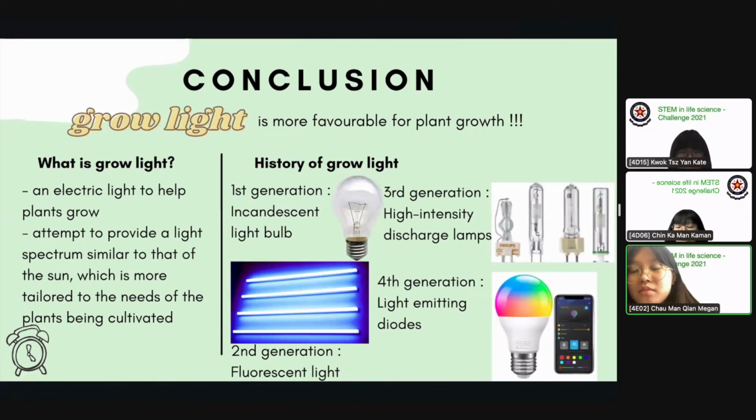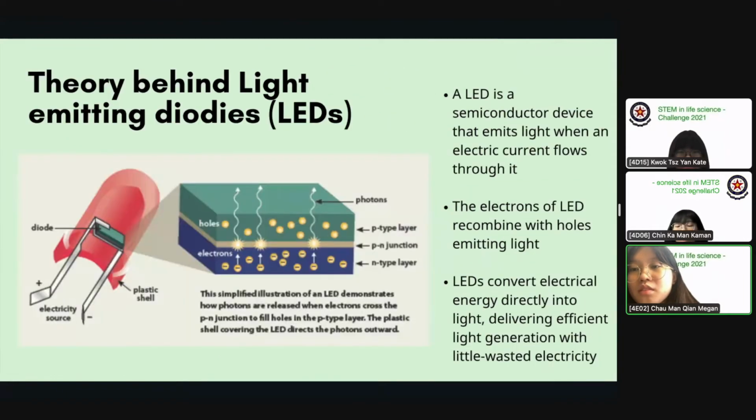You may wonder what grow light is. Grow light is an electric light to help plant growth and attempt to provide a light spectrum similar to that of the sun, which is more tailored to the needs of the plants being cultivated. The photos show all the 4 generations of grow light. Here is the theory of LEDs.